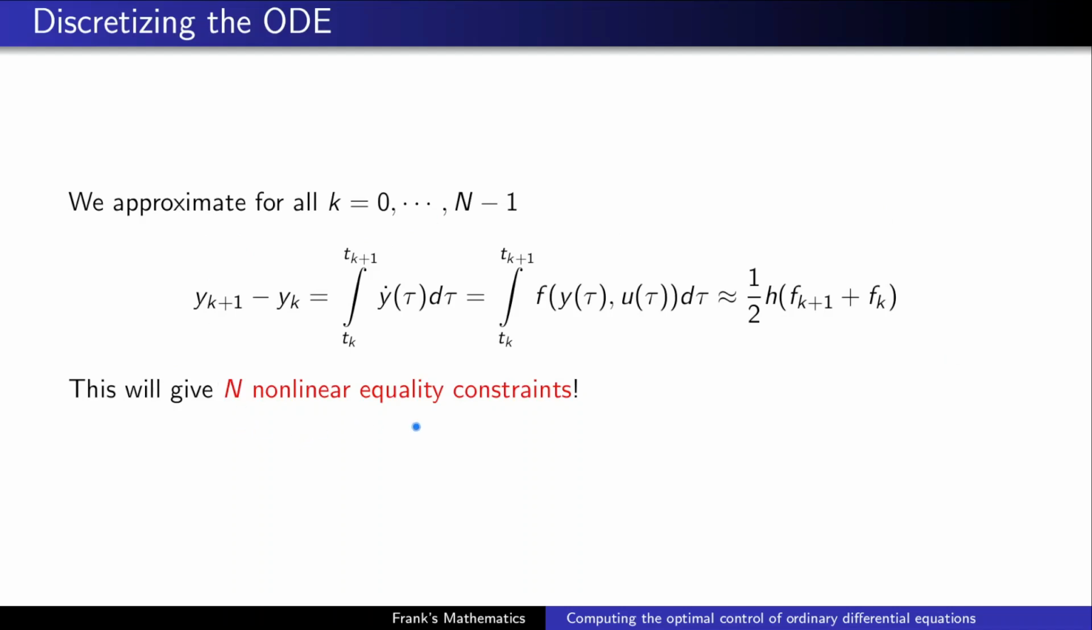And this will give us n nonlinear equality constraints. Why is it nonlinear? Because f is nonlinear. Keep in mind, f is in general a nonlinear function. So this is a nonlinear equality constraint, but it is an equality constraint. This allows us to put it into the fmincon function of MATLAB.